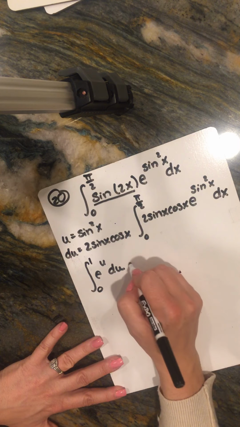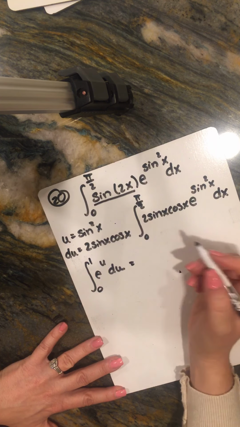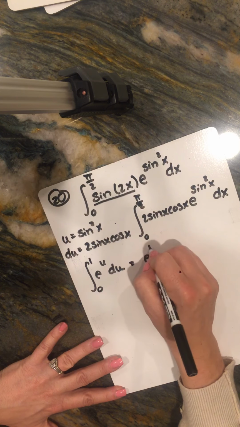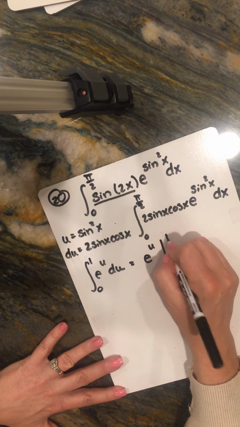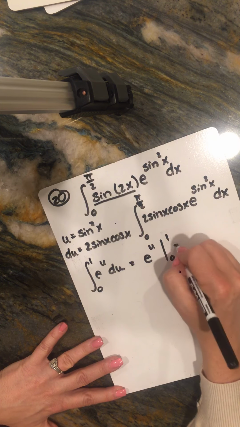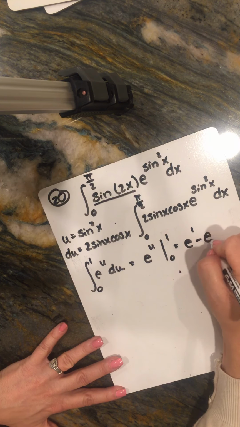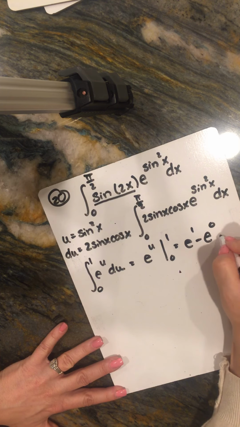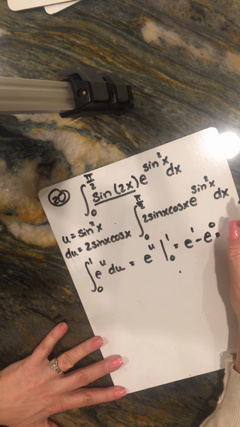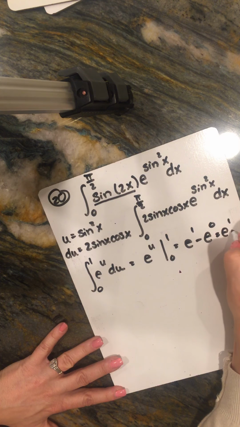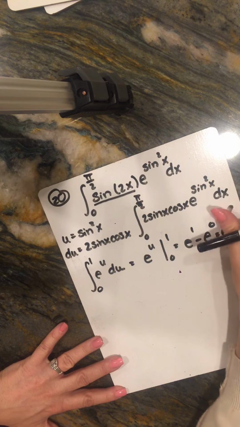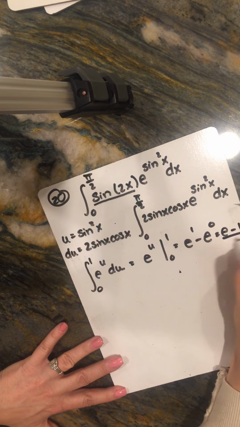Love e to the u because the integral of e to the u is e to the u. So we are going to evaluate e to the u from 0 to 1. So that's e to the first minus e to the 0. And anything to the 0 power is 1. So e to the first minus 1, or just e minus 1. There you go.